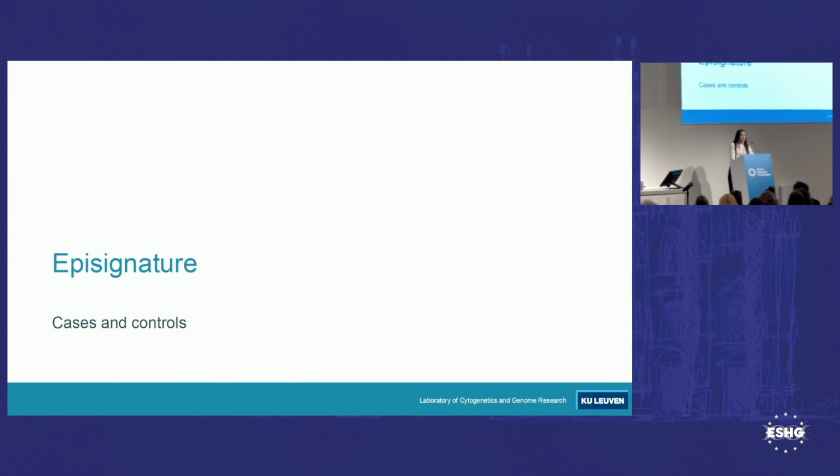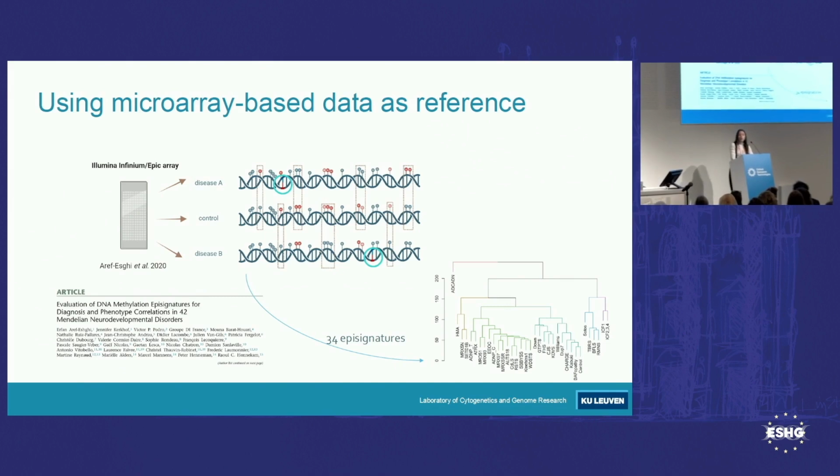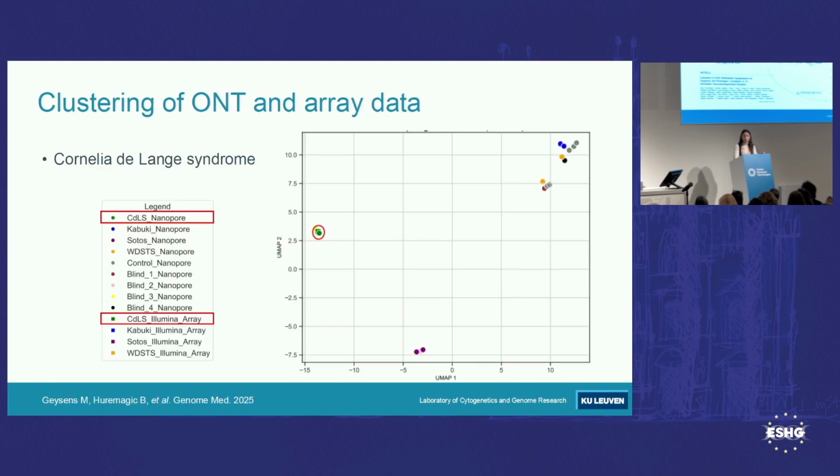The next thing that we wanted to check was the episignature, and we used, in this case, real samples, cases, and controls. It has been published a while ago that some diseases have a specific episignature, and 34 episignatures have been published in this paper. In this paper, they also said not only which positions were specific for each disease, but also what was the expected methylation value. So we wanted to check whether those episignatures could be detected using Oxford Nanopore.